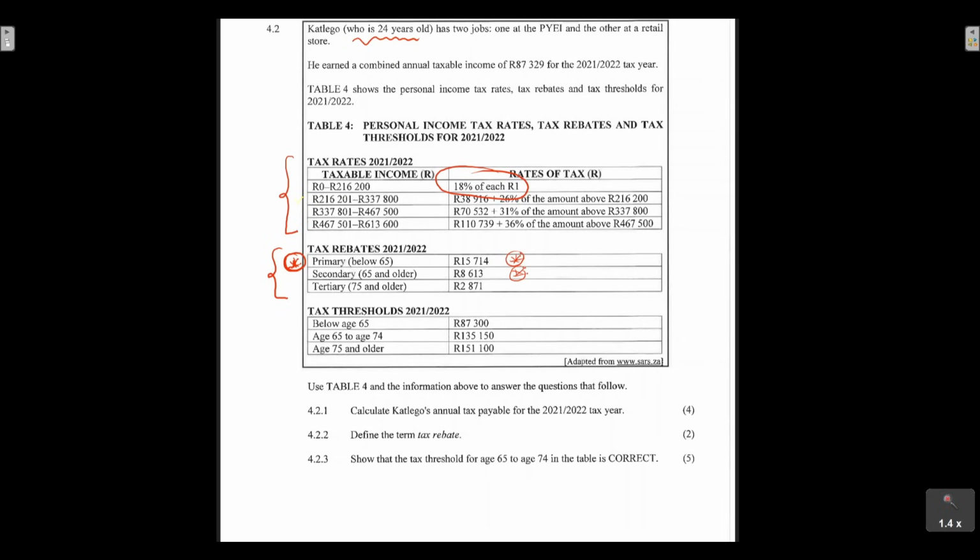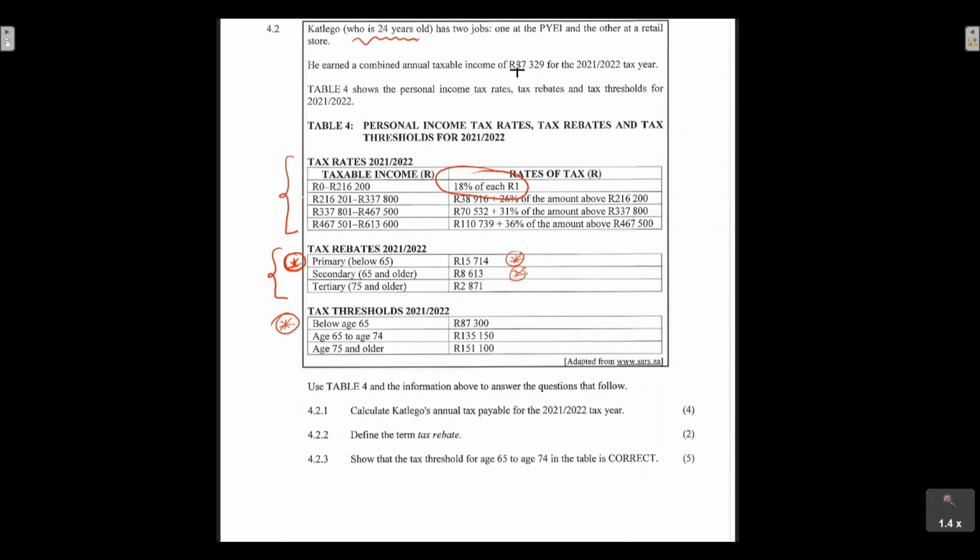Okay, and then when they talk about the tax threshold, what do they need? Let's also use the example of Katlao, who is 24 years old. Because he is 24 years old, we need to check if his annual income is above or below the tax threshold. If the annual income is above the tax threshold, that means he has to pay tax. If it is below the tax threshold, he does not have to pay tax.